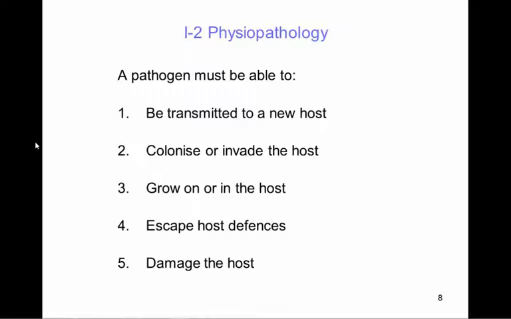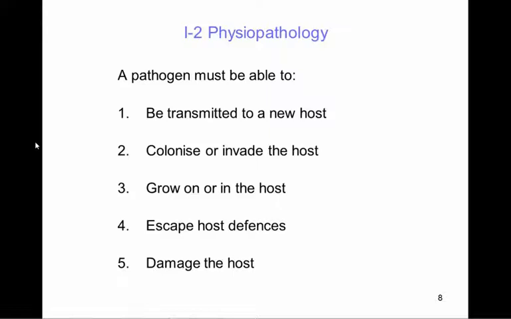Okay, so ID50, LD50, and the idea that there's an infectious potential and a pathogenic potential. Now you can break down these processes a little bit further. So during an infection, the bacterium's got to first be transmitted to a new host. Once it arrives in the new host, it's got to be able to colonize it.